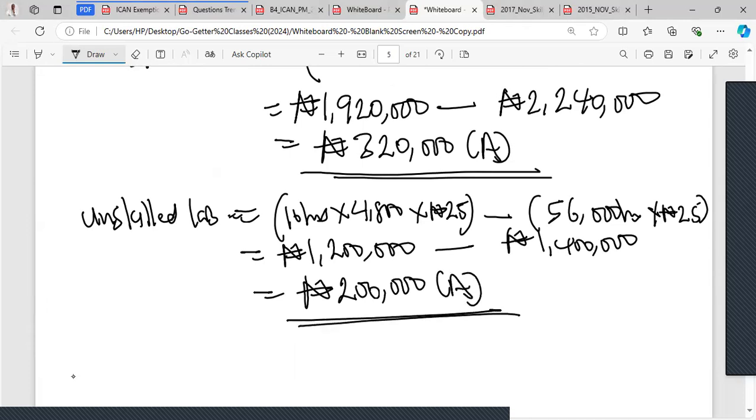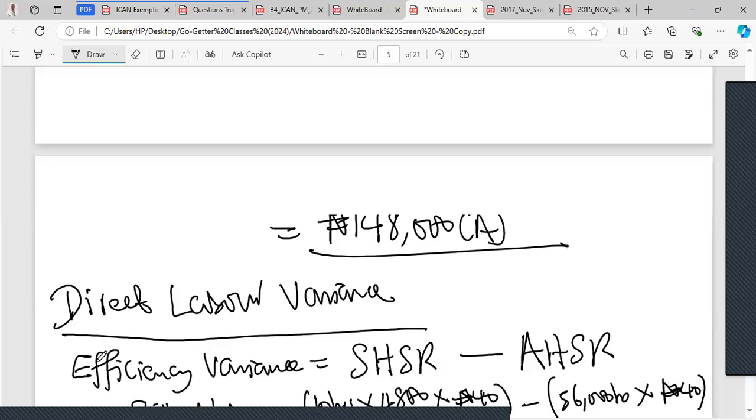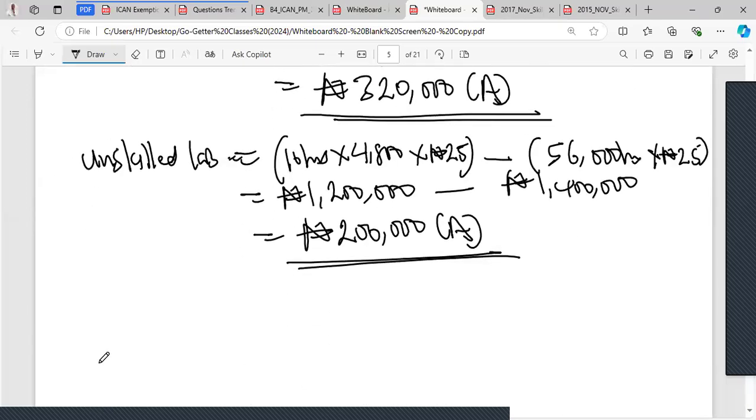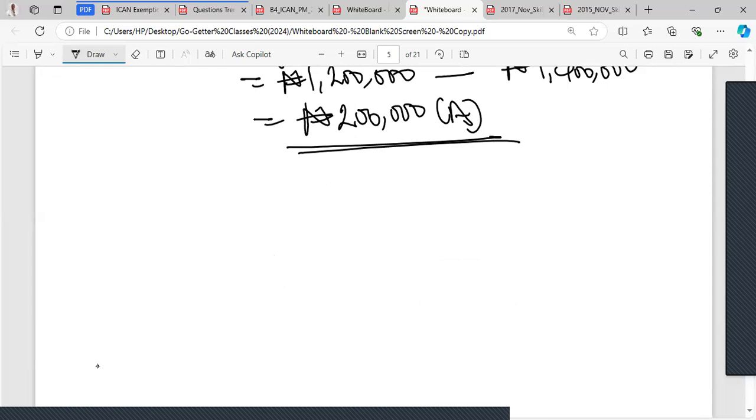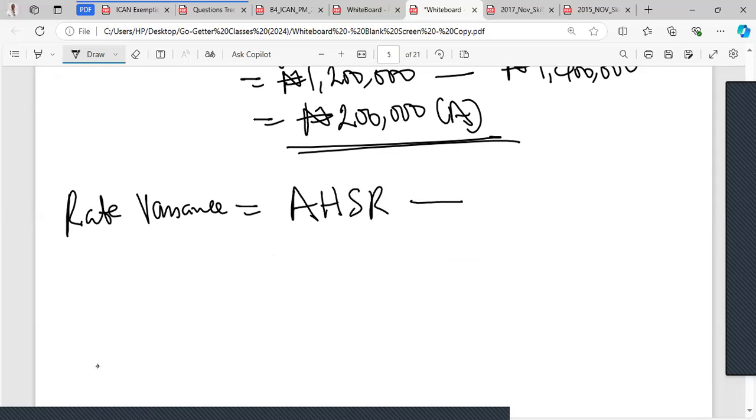Now we've done skilled and unskilled efficiency variance. So we are going to do this labor. We are going to do rate variance. Rate variance is going to give us actual hours standard rate minus actual hours actual rate. Right?